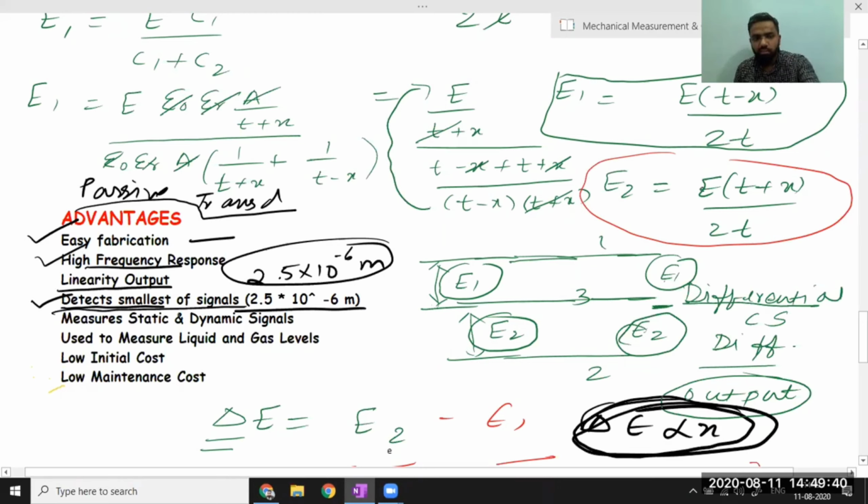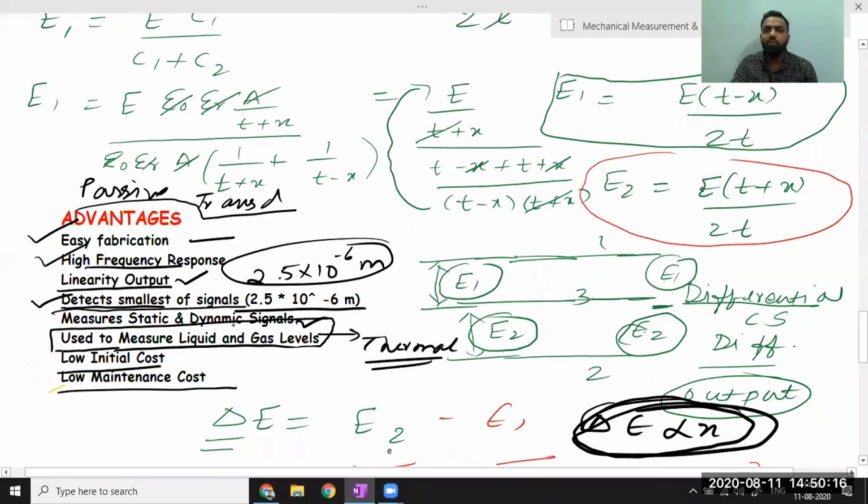It can give linear output, and it can measure static signals as well as dynamic signals. It is used to measure liquid level and gas level. Even if the level is changing by a minute amount and you want to measure that so that you can take the necessary precaution, in those kinds of systems we use capacitors. The capacitive type transducer is actually used in thermal power plants to measure the displacement of liquid or gas level. Next, it has very low initial cost, and it has low maintenance cost. I hope everyone is okay.